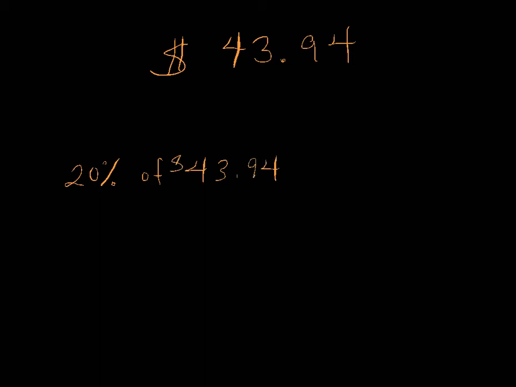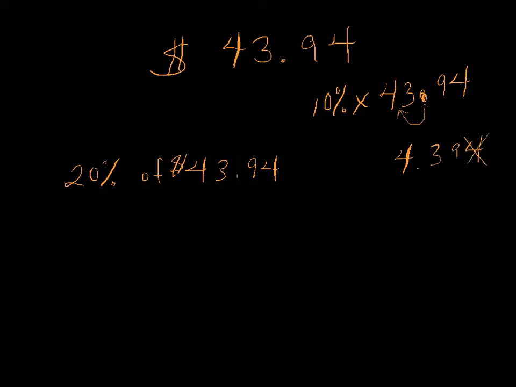$43.94. Well, let's find 10%. Remember, when we multiply times 10%, simply move your decimal one place to the left. I need to take it, it's right here between the 9 and the 3, and let's move it between the 4 and the 3. So it's going to be 4.394. We can actually get rid of that because it doesn't make this 9 round up.